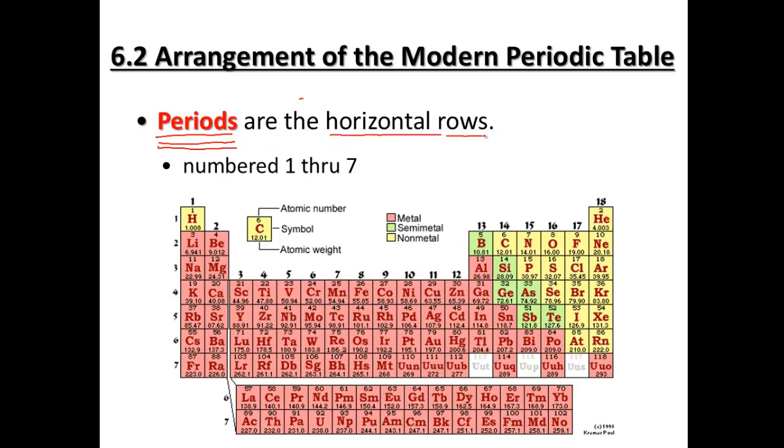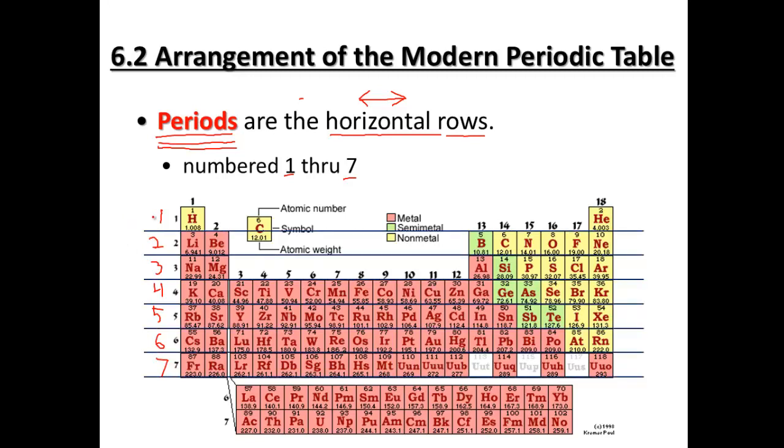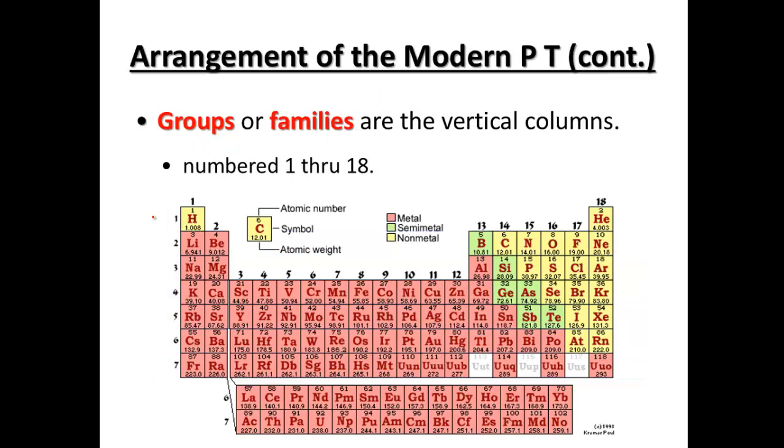Now, the horizontal rows, like the horizon, go from left to right. So our horizontal rows numbered 1 through 7 are going to be down the side and they read across. So the horizontal rows go from left to right on your periodic table and read all the way across. So 1 through 7.